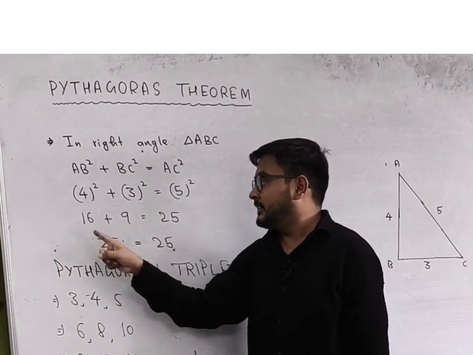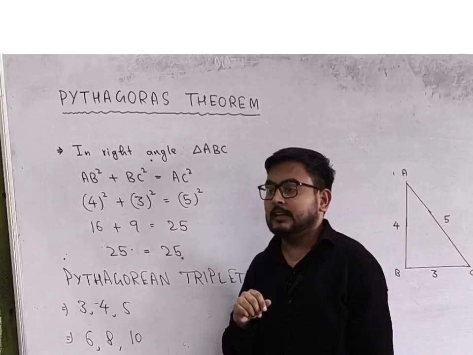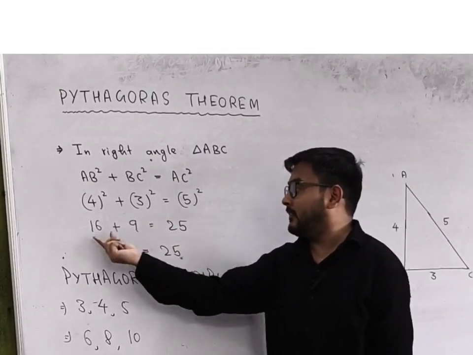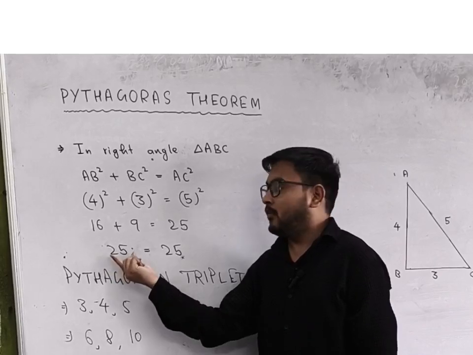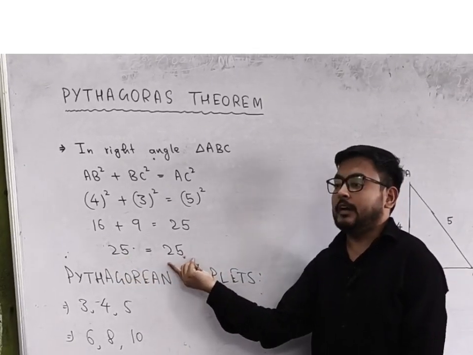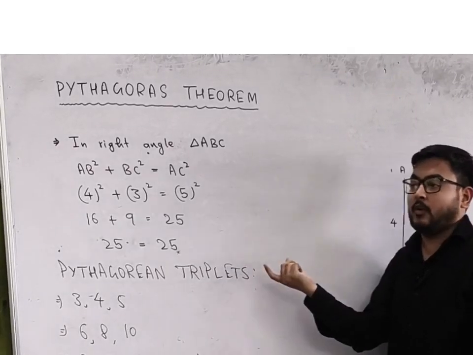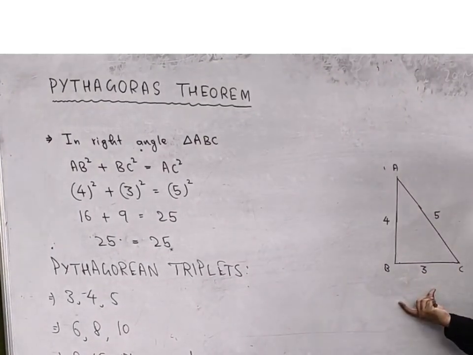Now 4 square is how much? 16. Plus 3 square is how much? 9. And 5 square is how much? 25. So when we add 16 plus 9, what do we have here? 25. On this side, 25. It means AB square plus BC square is equal to AC square for this triangle.